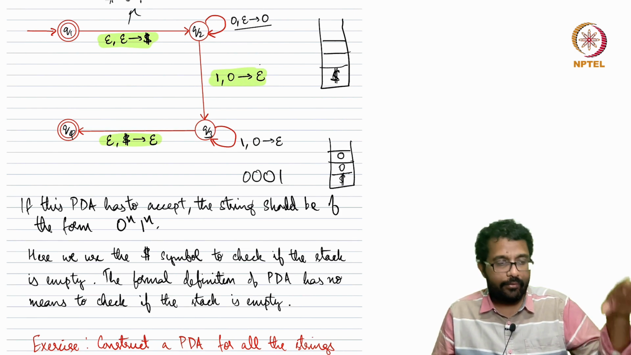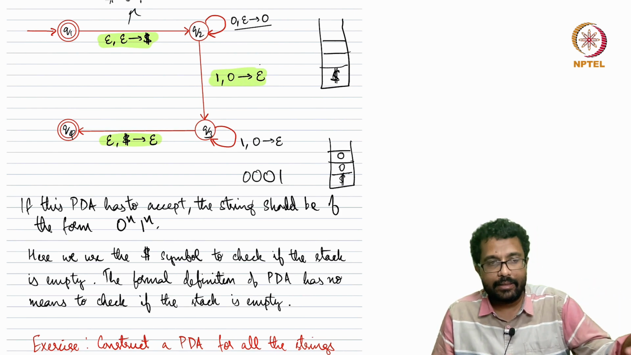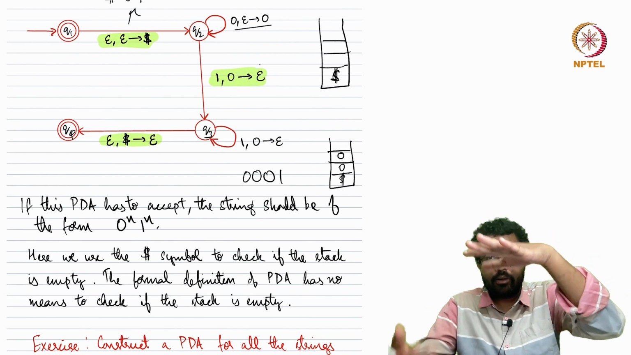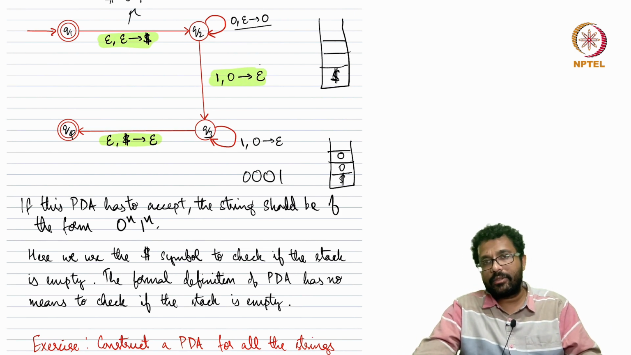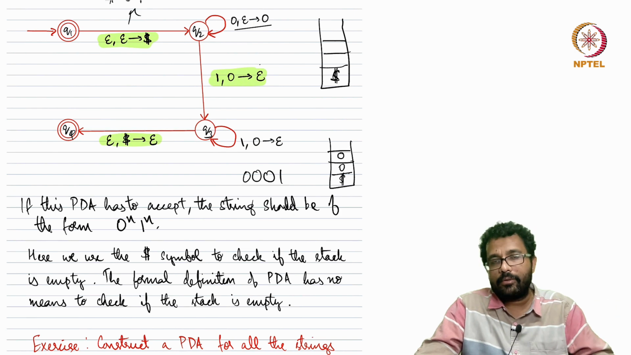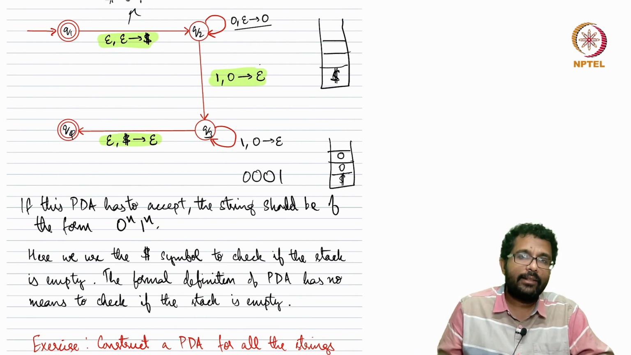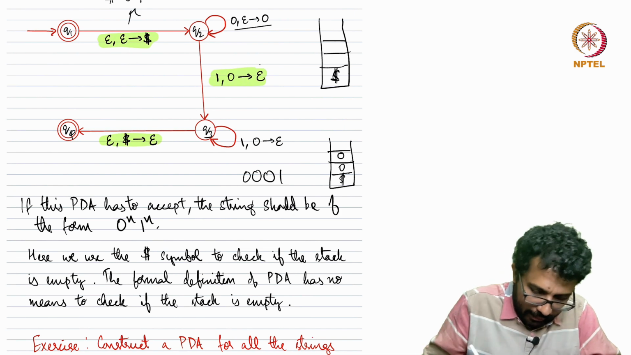Or let's say we have pushed all the zeros and we have not popped all the zeros. The next symbol is still 0, which means the dollar is buried under many other zeros. So this dollar is an indicator that we have reached the bottom of the stack. That is the significance of the symbol dollar, and that's what I have written here.